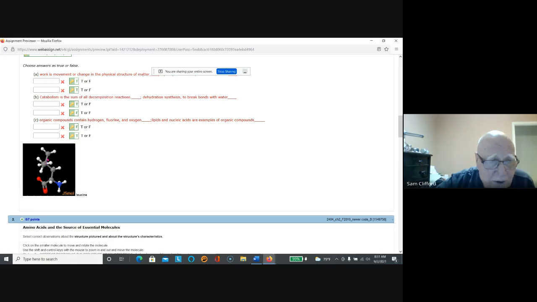All of these solid lines represent a covalent bond. These are nonpolar covalent bonds. These are polar because the electrons are shared unequally in this covalent bond because the oxygen is electronegative and tends to attract electrons away from this carbon. This nitrogen attracts electrons away from this carbon and away from these hydrogens. So that's an amino acid.